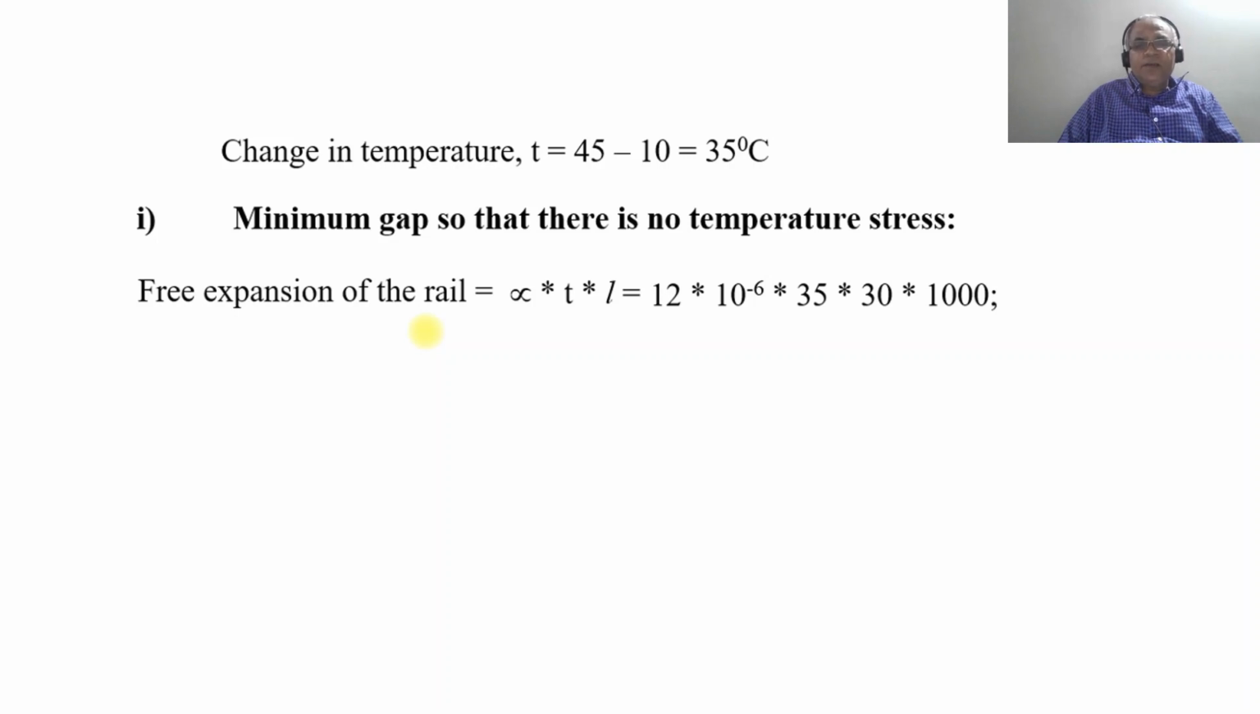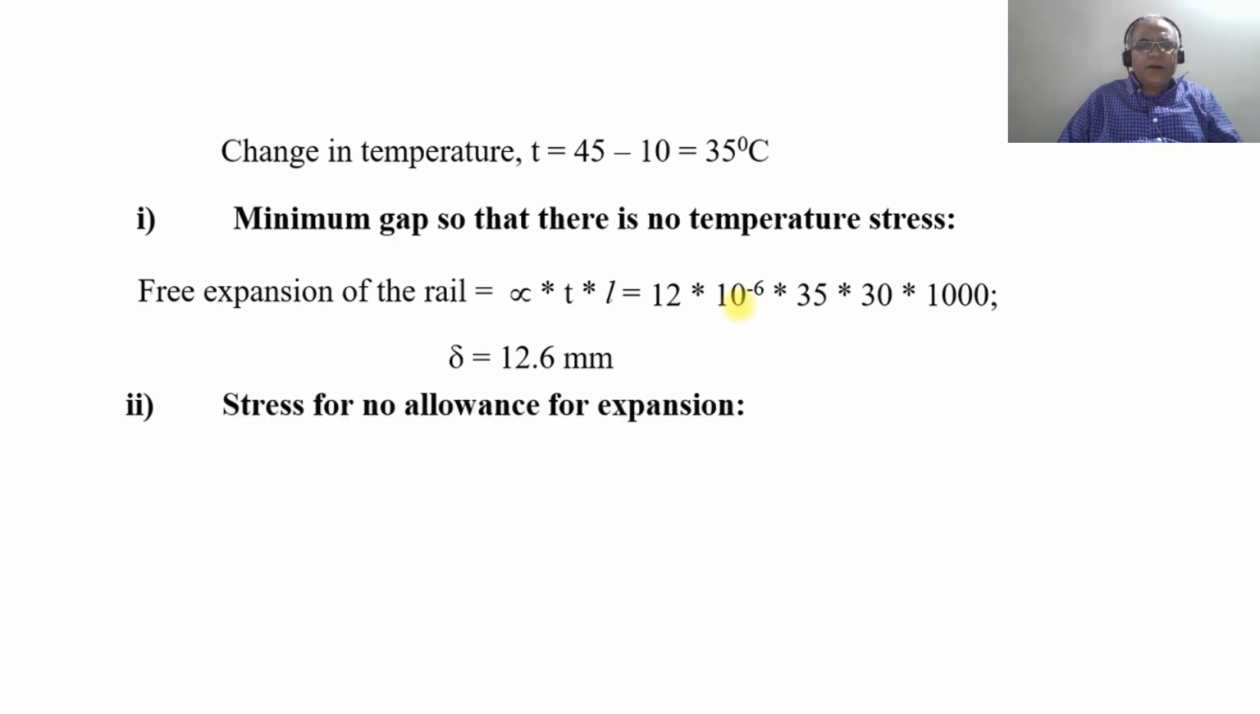The length of the rail is given to be 30 meters, so you are going to get it as 30 into 1000. Then the temperature change is 35 degrees centigrade, and the coefficient of thermal expansion is 12 into 10 to the power of minus 6. On simplification, you are going to get delta as 12.6 mm. This is the free expansion.